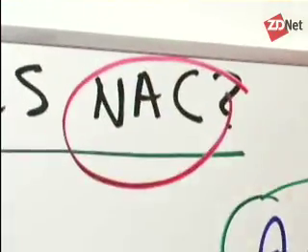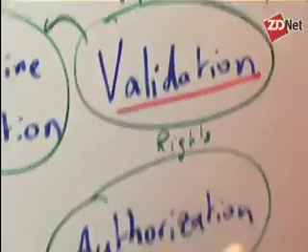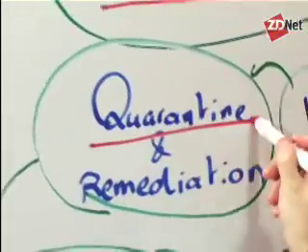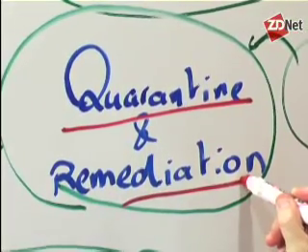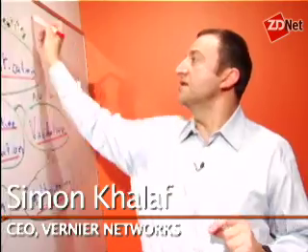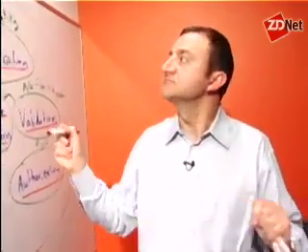So what is NAC? It's the 5 phases: authentication, validation, authorization, inspection, quarantine, and remediation. So essentially, it's the security technology used to block unauthorized access to IT resources from inside the network.